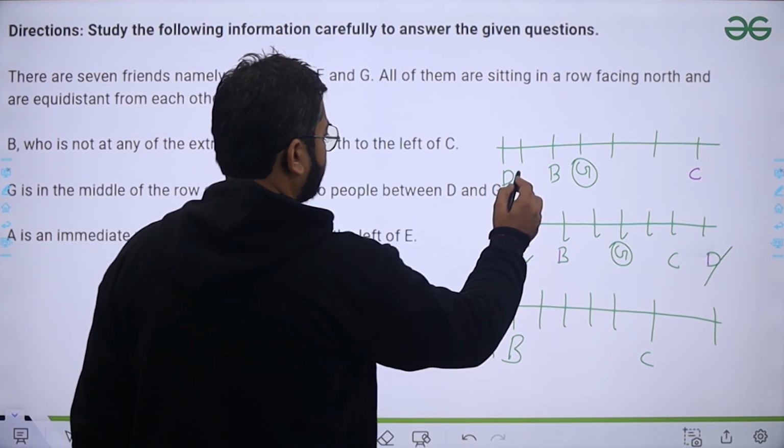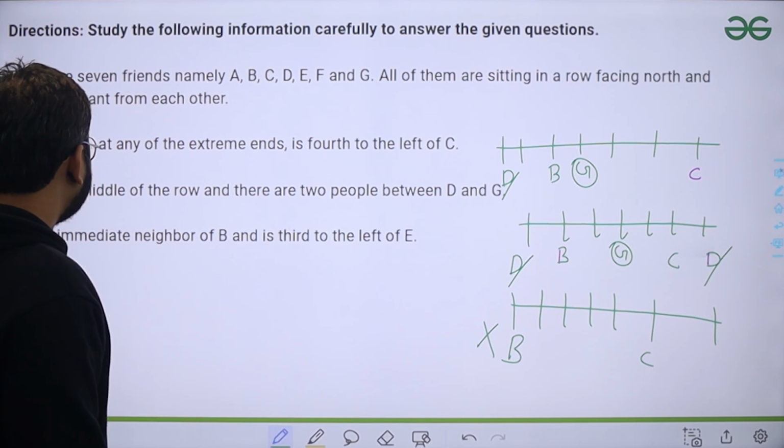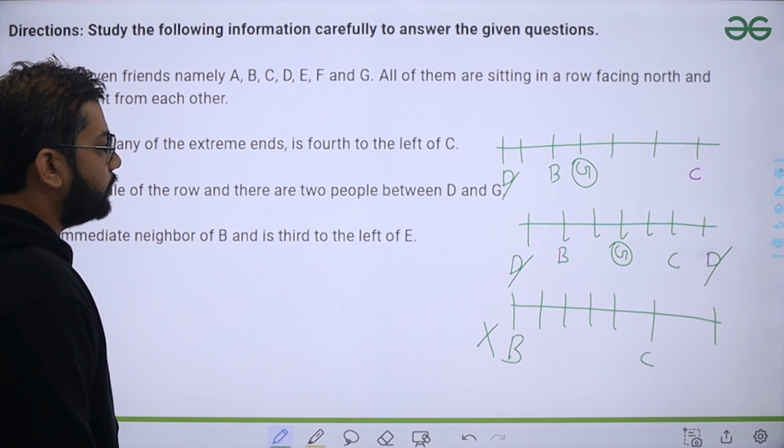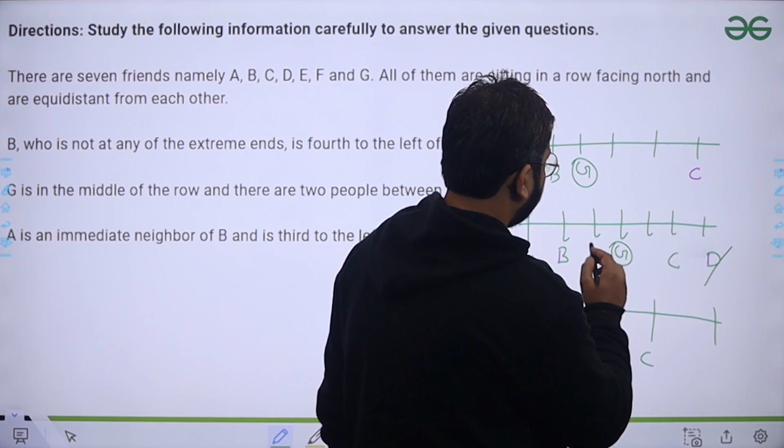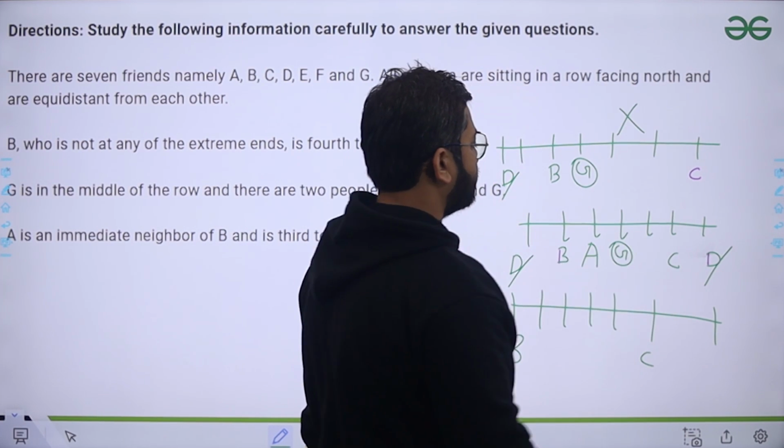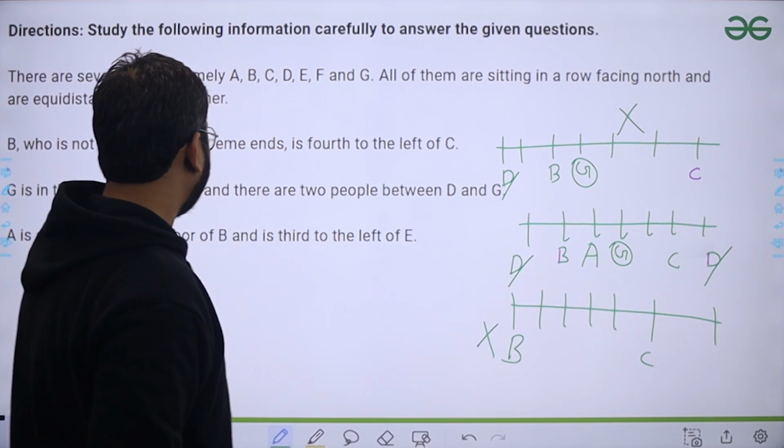ठीक है, सो ये नॉट कंफर्म सीट हैं. A is immediate right of B. अगर B को यहां बिठाते तो A यहां नहीं बैठेगा. सो डेफिनेटली ये वाला डायग्राम हमारा कैंसिल हो गया.